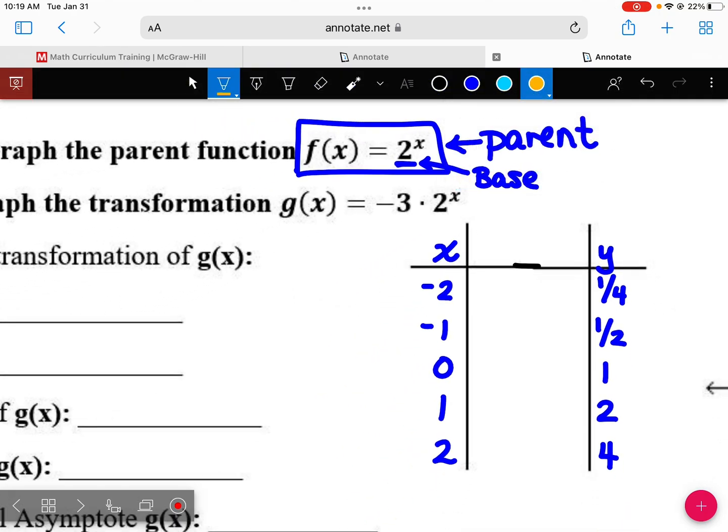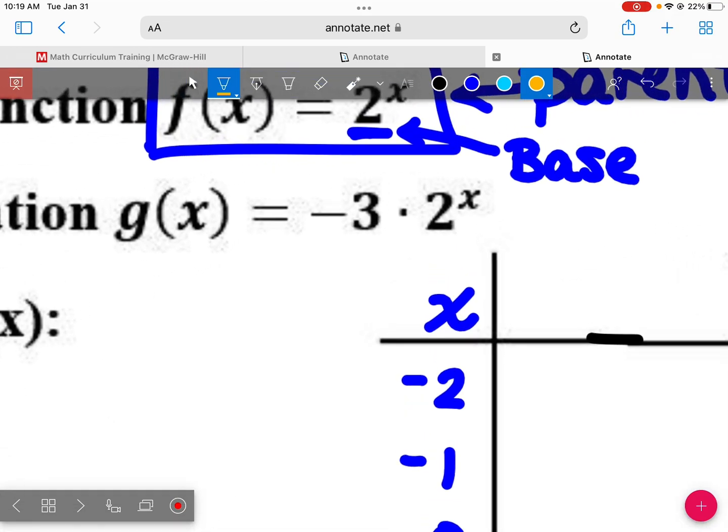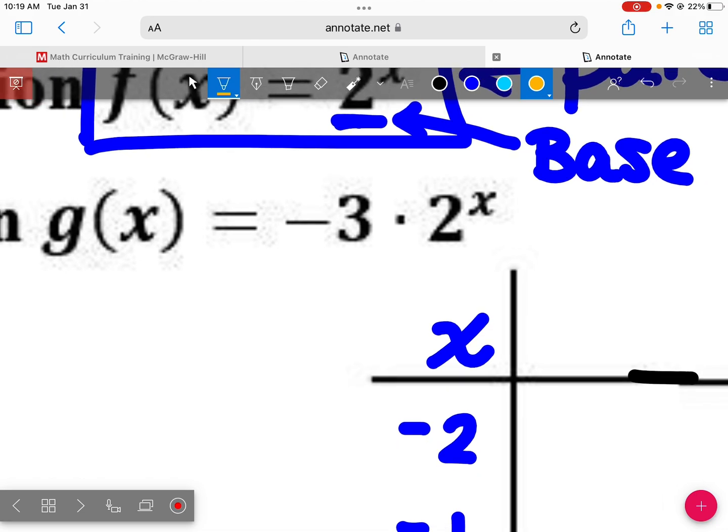Let's start talking A, H, and K. What is our A value? -3. How do we know that that's A and not the base? It doesn't have an exponent. The base always has an exponent on it.